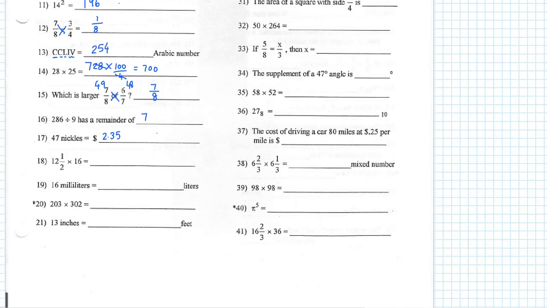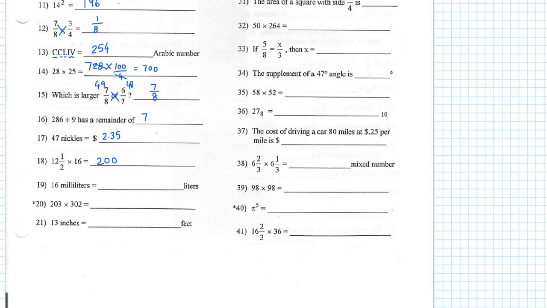Question 18. 12 and a half times 16. Again, this has to be done mentally. So 25 by 2 is the same as 12 and a half. So essentially we have 25 by 2 multiplied by 16. So that means it is 25 times 8, because 16 divided by 2 is 8. So 25 times 8 is 200.